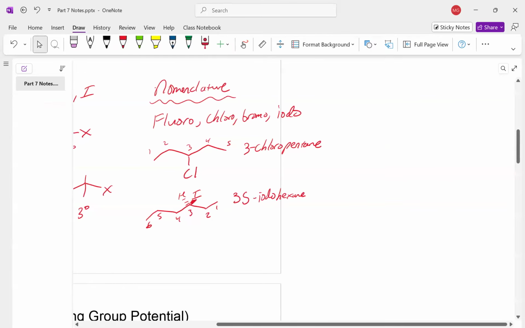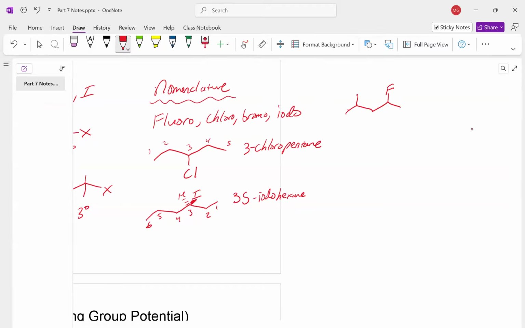And then it might come up every now and then, but what happens if you have two substituents, one of them a halide, but it's equidistant from another substituent? In this case, the halogen gets the preference in the numbering. So I'm going to number this direction. So here we have 2-fluoro-4-methylpentane.